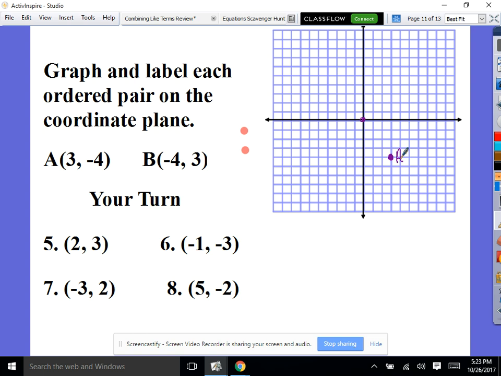Back to the origin to graph B. And -4 means we're going to go left 4. 1, 2, 3, 4. Don't set your pencil down. And then +3 means we go up 1, 2, 3. So there are some your turns for you to do, and we will go over those tomorrow. I'll let you all come to the board and do them.